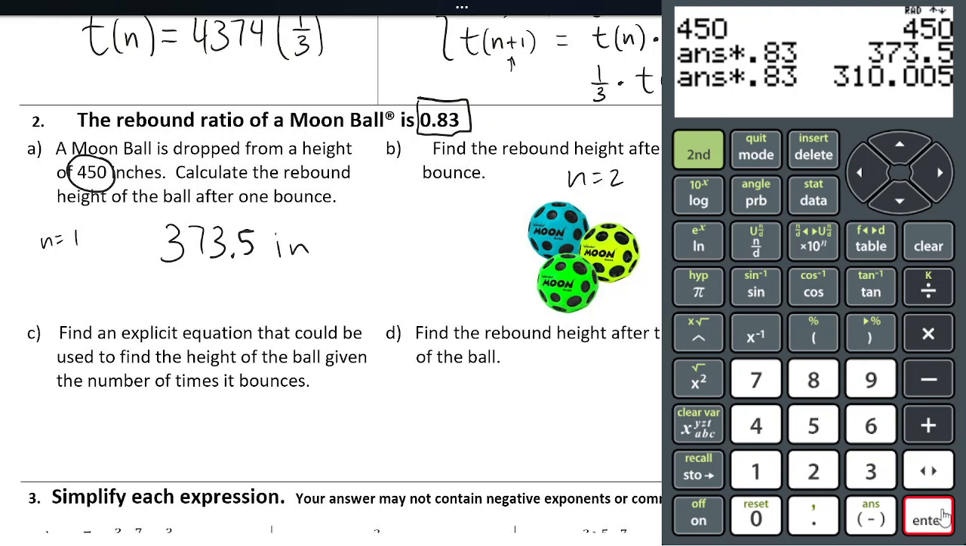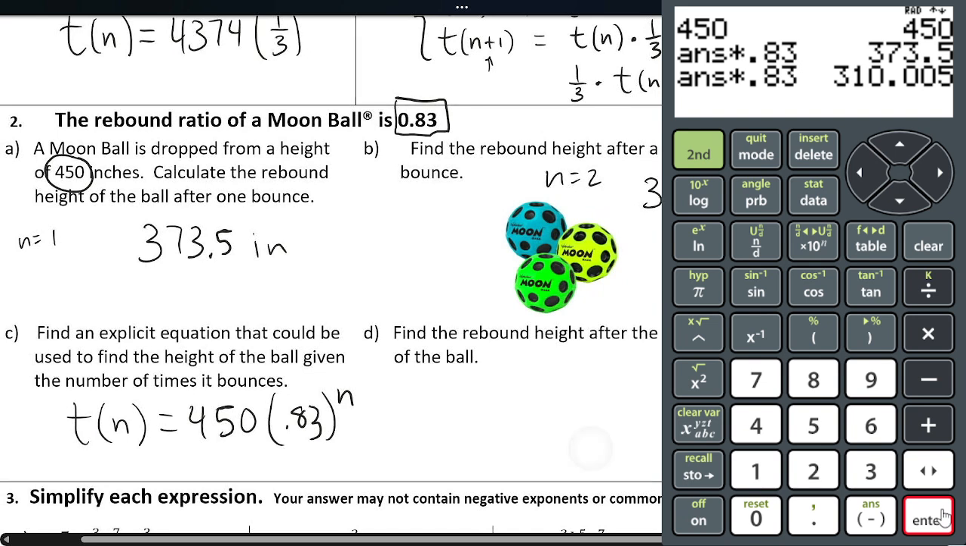So this explicit rule would look like this. The height of the ball after n bounces is the zeroth term, right? No bounces have occurred, times 0.83 raised to the power of n. So each time it bounces, it maintains 83% of its previous height. It's losing 17%. And then the last question is find the rebound height after the sixth bounce.